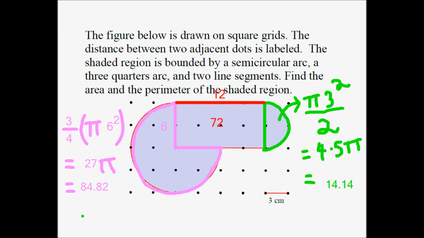Now if I add these three numbers, what do I get? My final answer. 84.82 plus 72 plus 14.14 turns out to be 170.957, and the unit has to be centimeters squared. So that's my answer for the area, 170.957.